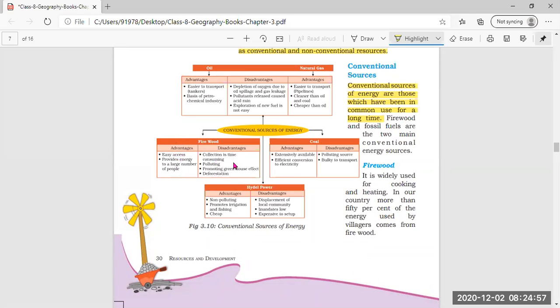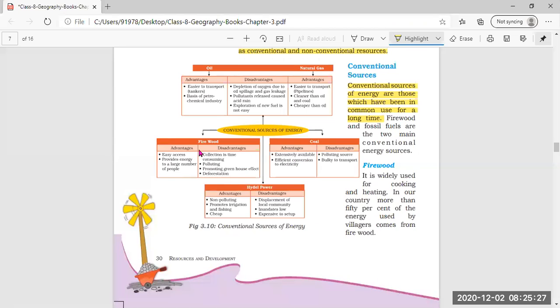The disadvantage of firewood is that collection is time consuming. The collection of this wood is time consuming. Polluting the environment is also there, and then promoting the greenhouse effect and deforestation. So all these things are disadvantages just because of the firewood. Then advantages: extensively available.